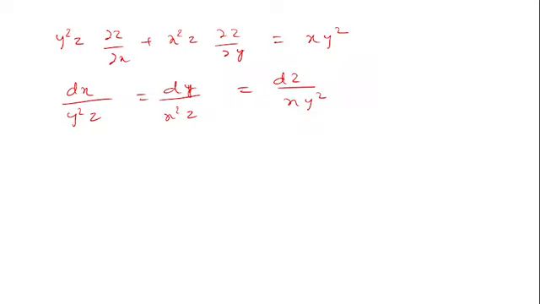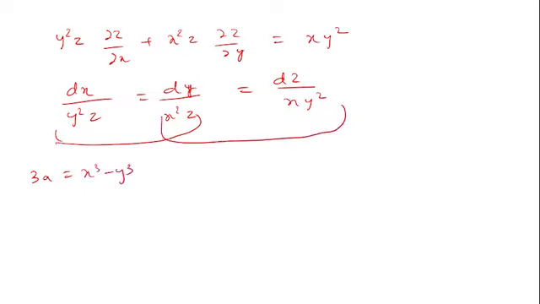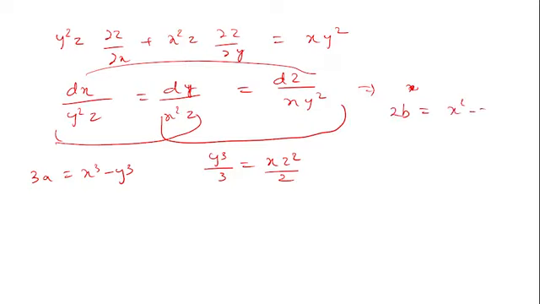Okay. So then you will solve this. If you solve these two, you will get 3a is equal to x cube minus y cube. If you solve these two, you will get y cube divided by 3 is equal to x z square by 2. If you solve these two, you will get 2b is equal to x square minus z square.